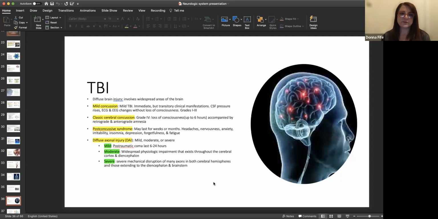Diffuse axonal injury, or DAI, can be mild, moderate, or severe. Mild is post-traumatic coma that lasts 6 to 24 hours. Moderate is widespread physiologic impairment that exists throughout the cerebral cortex and the diencephalon. And severe is when there's severe mechanical disruption of many axons in both cerebral hemispheres and those extending to the diencephalon and brainstem.